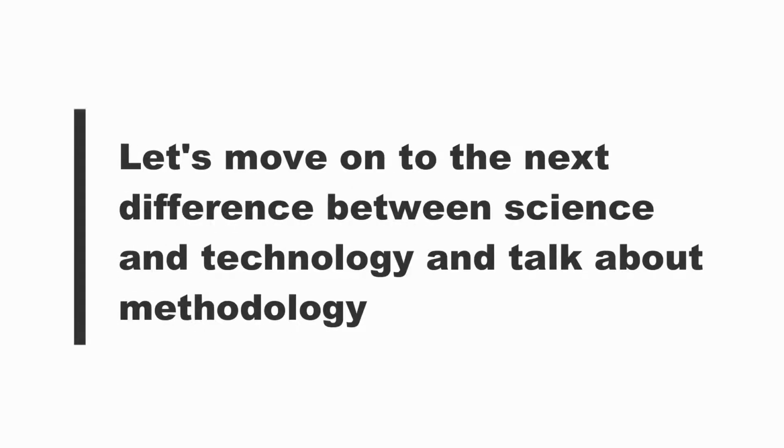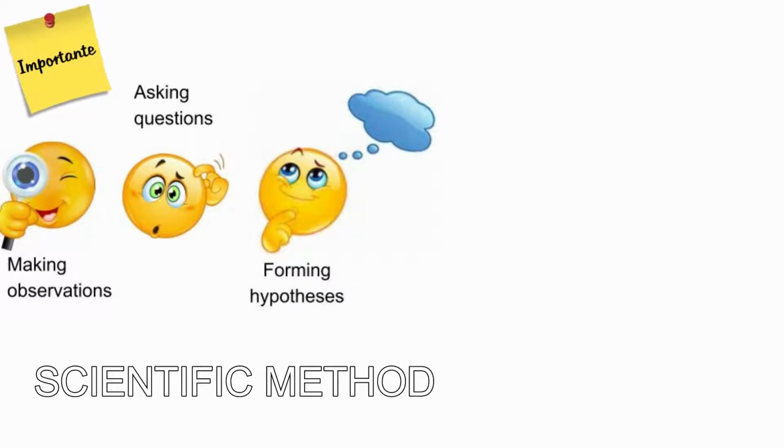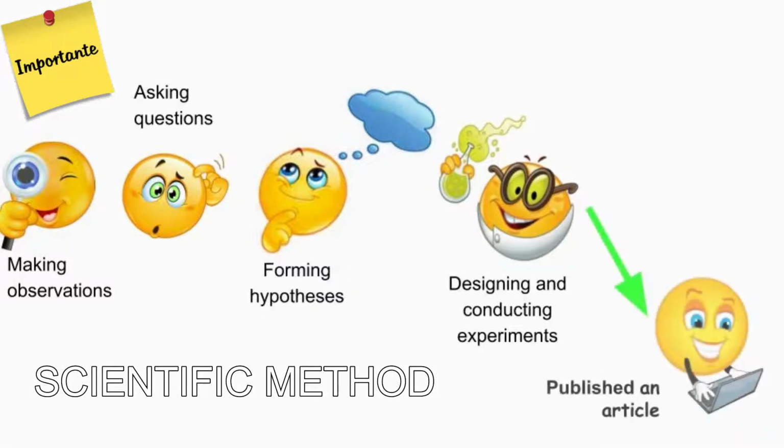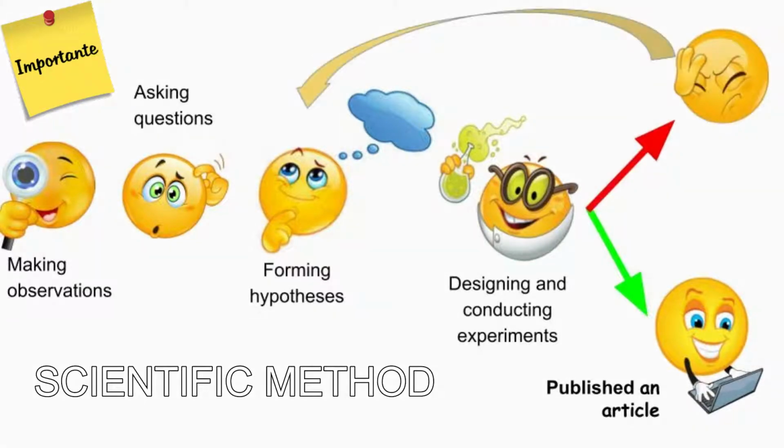Let's move on to the next difference between science and technology and talk about methodology. In science, the scientific method is used. The scientific method is a process based on making observations, asking questions, forming hypotheses about what and why something occurs, and finally, designing and conducting experiments in order to assess the predictions. When this process leads to the discovery of novel information, it can be published for others to review and utilize. If the initial hypothesis is invalidated, a new hypothesis and experiment can be created.